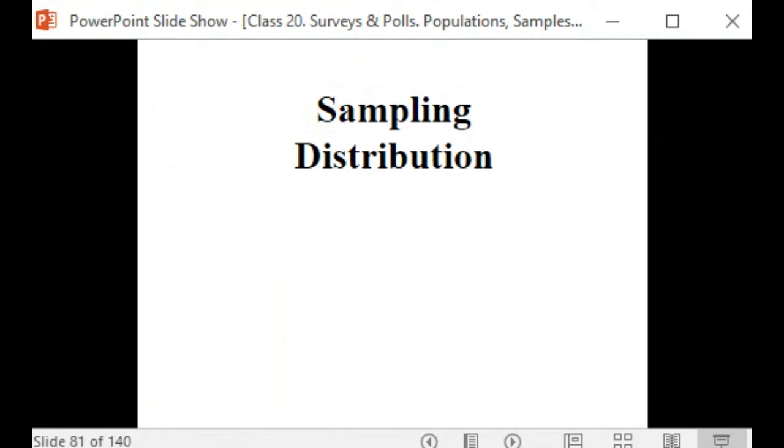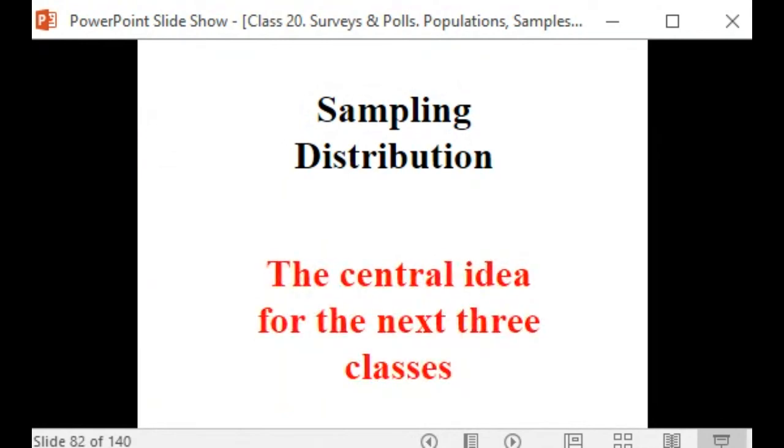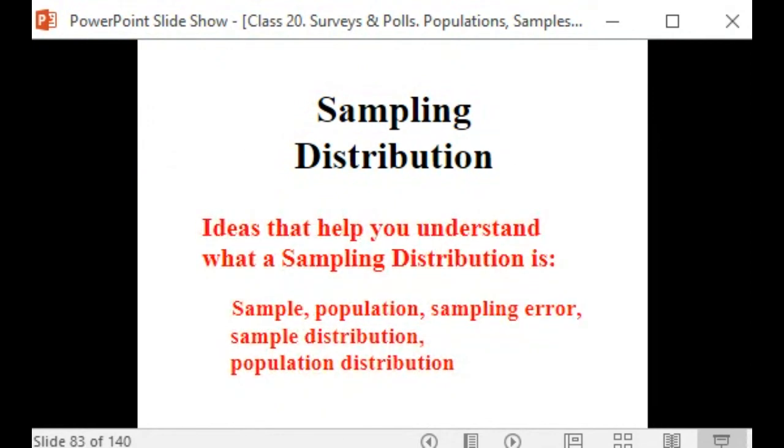Now we're ready to talk about the sampling distribution. And this is probably the most important concept of the next 3 weeks. In fact, I'd say it's the central idea for the next 3 classes. Today and during the next 3 weeks, you're going to learn a lot of new concepts and terms that help you to understand sampling and political polls, and they're all related to a sampling distribution.